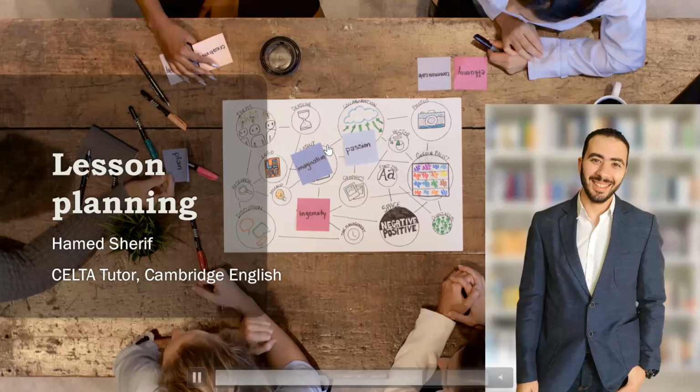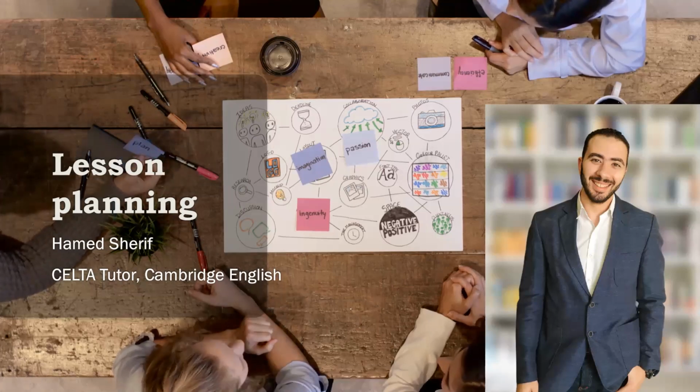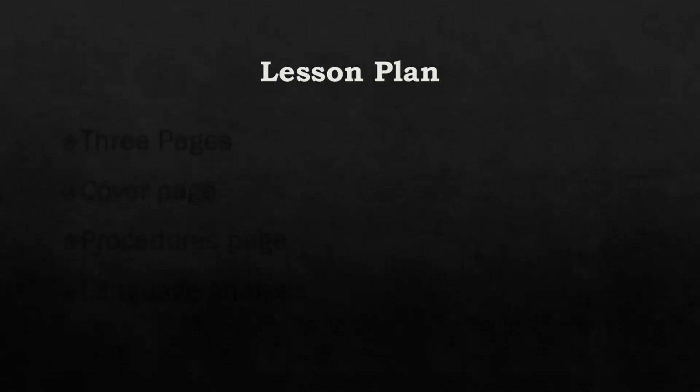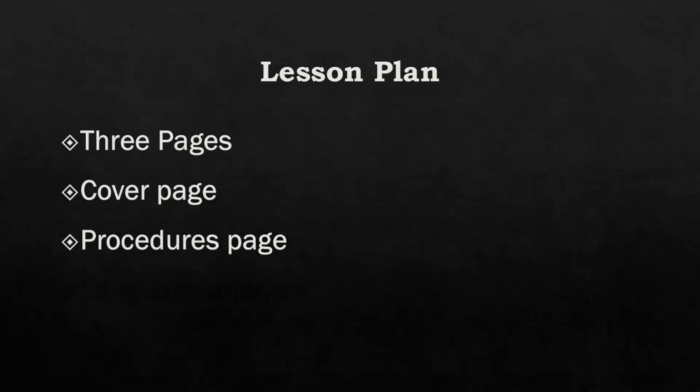Okay, so first let's discuss what we have on the lesson plan, how many pages, what's included in each page, and so on. The lesson plan basically consists of 3 pages, and it doesn't matter if the template is different from one center to another, but it normally consists of 3 main pages. So we have the cover page, we have the procedure page, and we have the language analysis. And I'm going to show you how all of these look before we discuss the components in detail.